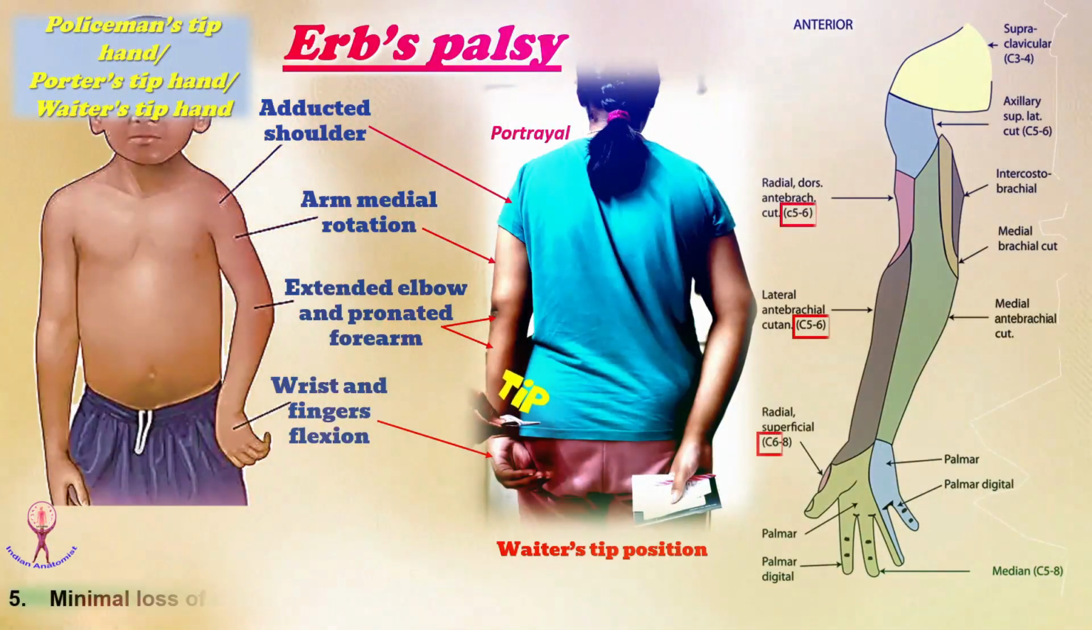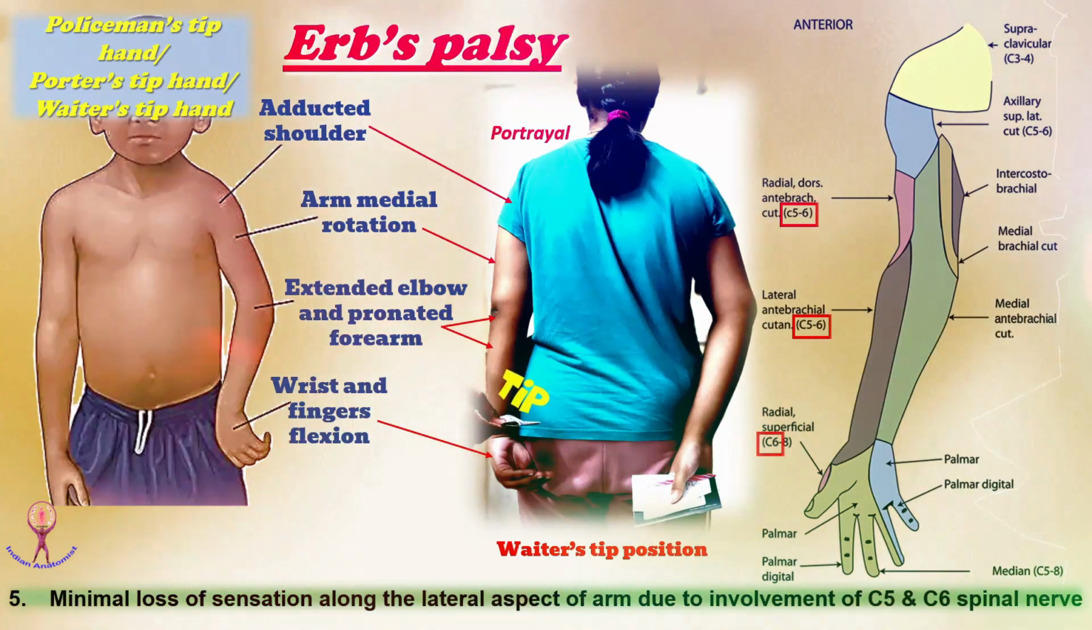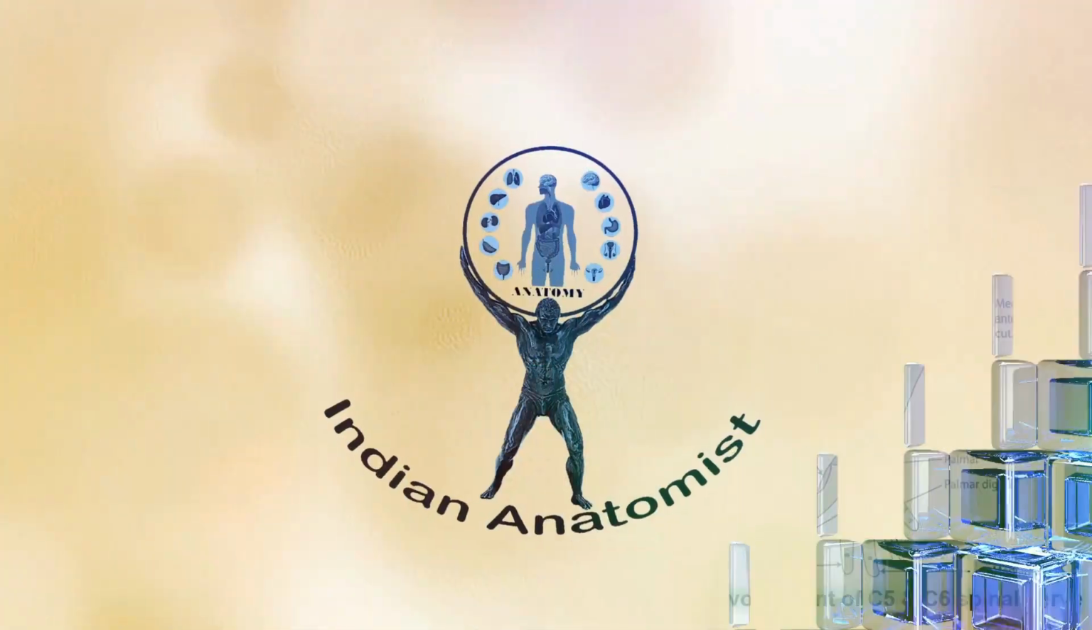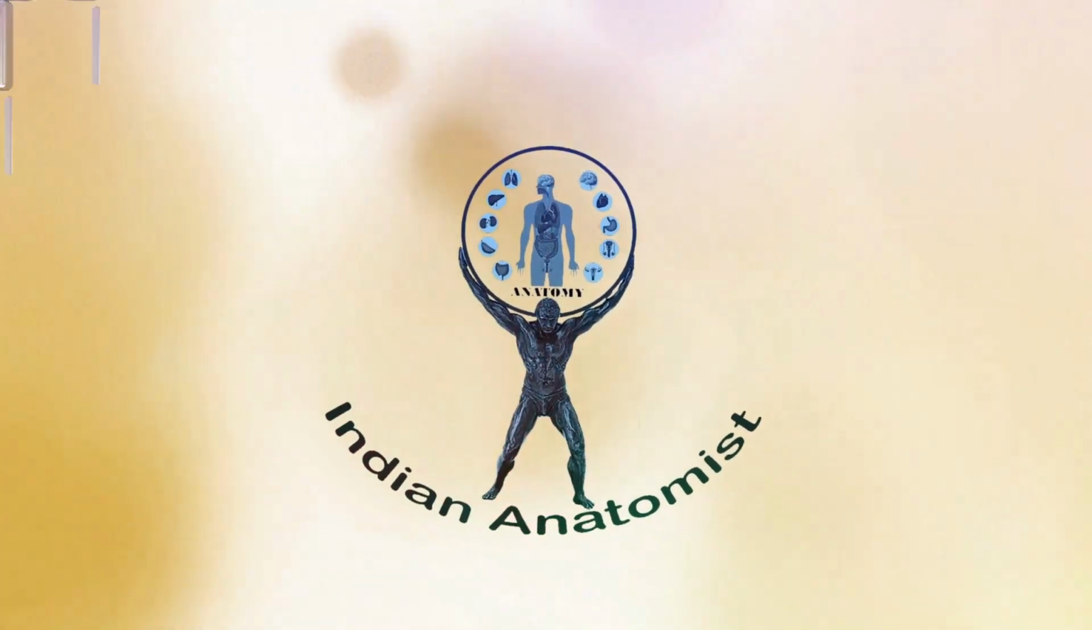And last is minimal loss of sensation along the lateral aspect of the arm, due to involvement of the roots of C5 and C6 spinal nerves. Now, I'm going to end this lecture on the subject of the brachial plexus.